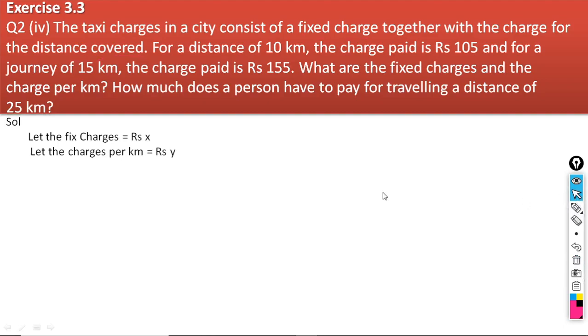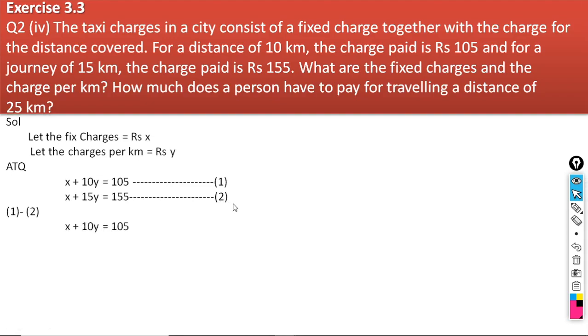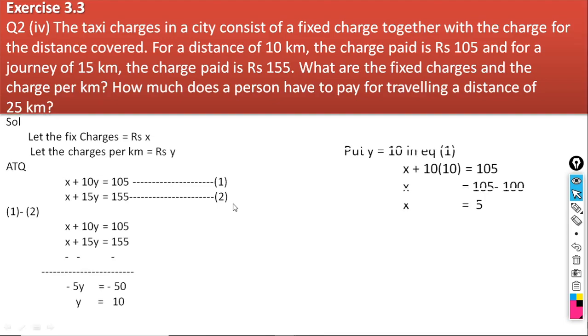And in the second equation, for a journey of 15 kilometers, the charge paid is rupees 155. For 15 kilometers again you have to pay the fixed charge x, and for 15 kilometers it is 15 times y. x plus 15y equals 155, which is equation number 2. So students, you will solve these two equations by subtraction. After solving them, you will get x and y. y comes to be 10 and x equals 5.